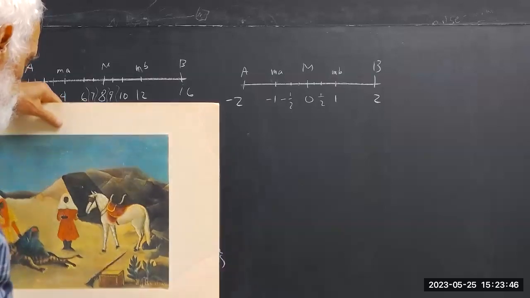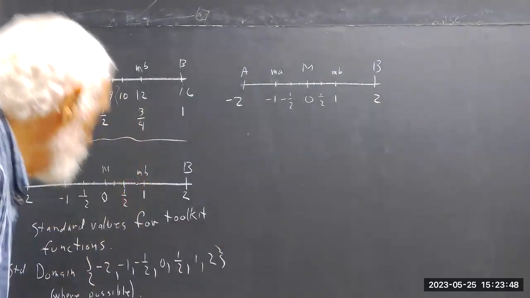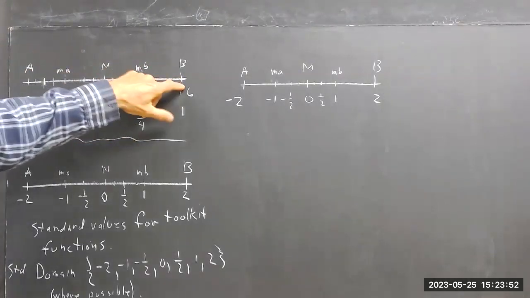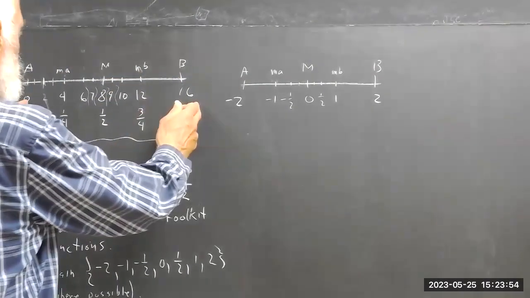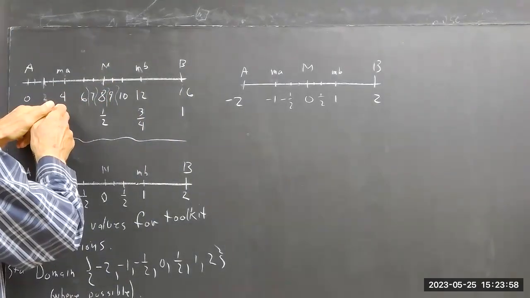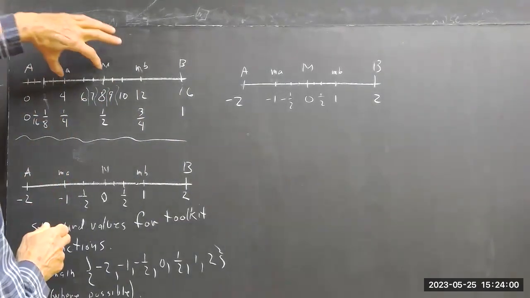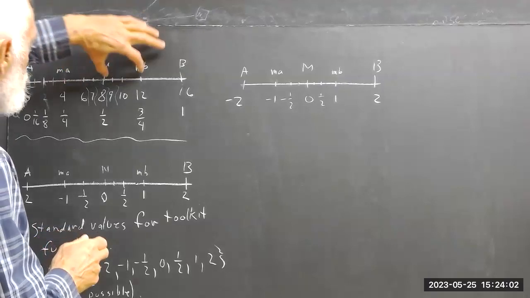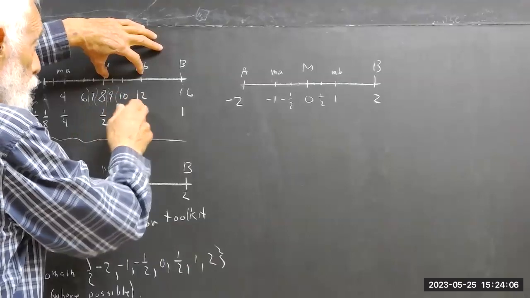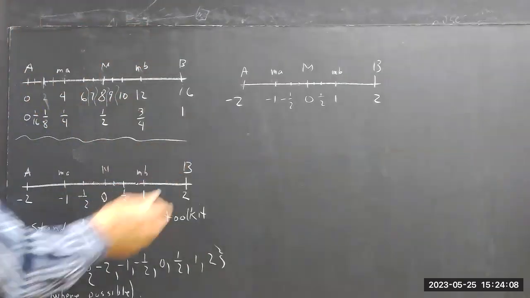And similarly, I've illustrated over here that we can put any two numbers for A and B, 0 and 16. Halfway between 0 and 16 is 8, halfway between 0 and 8 is 4. This interval has length 4, this interval has length 4, and this interval has to have length 4, equal to the others. So you're going to get 8 and 4 is 12, and then you can label the other points.